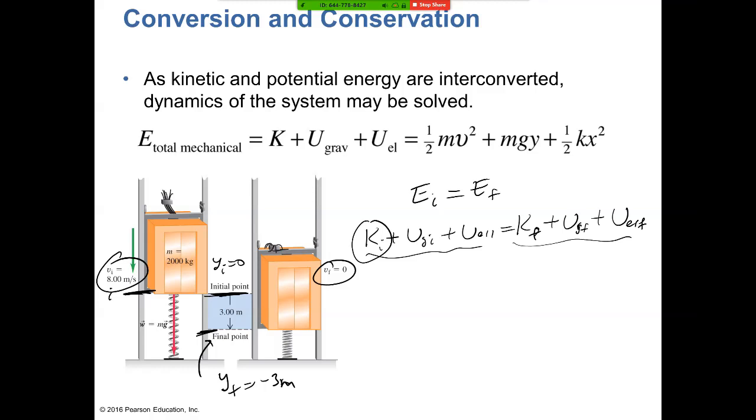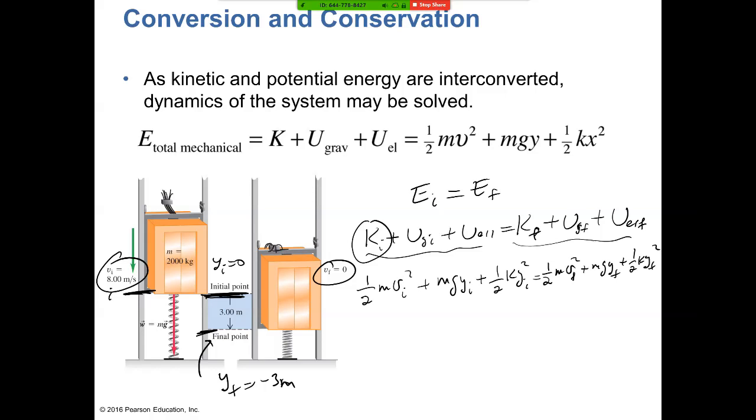But at the initial position, that's my reference position, y equals 0. Think like this: if I write it down, 1/2 mv initial squared plus mgy initial plus 1/2 ky squared, that's my initial energy before. And this equals 1/2 mv final squared plus mgy final plus 1/2 ky final squared. That's my energy after.